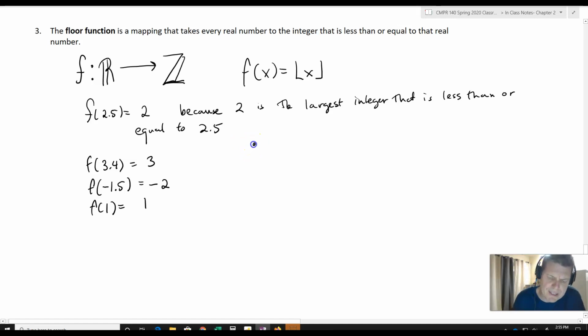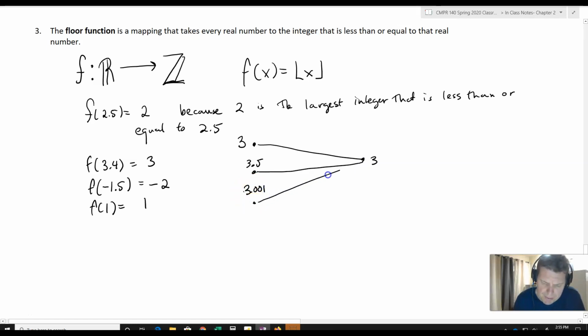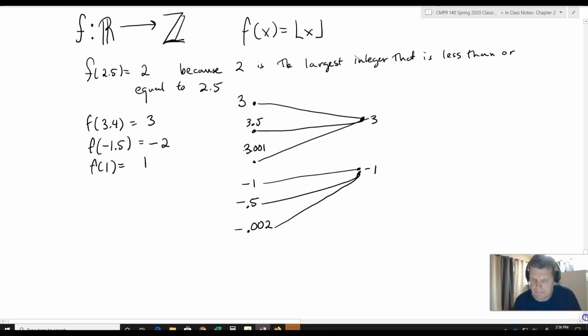So we'll imagine a mapping like 3 will map to 3. 3.5 will also map to 3. 3.001 is also going to map to 3. So we have a lot of values that are going to be mapping to 3. Negative 1 will map to negative 1. Negative 0.5 will map to negative 1. Negative 0.002 is also going to map to negative 1. So we imagine that's what's going to happen with this particular function.